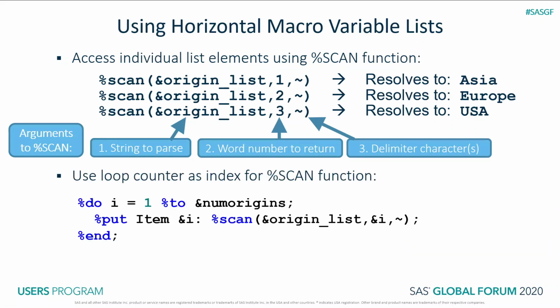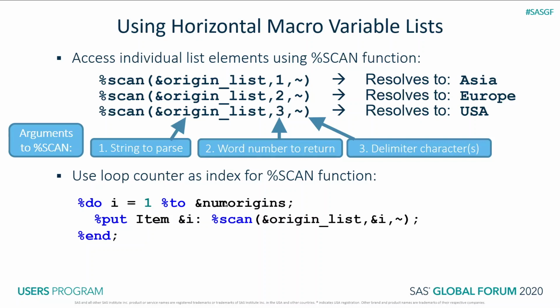Typically, the way we're going to use these elements is inside of a macro do loop. So you see here we have %do, I equals, I is another macro variable that's being created to use as a loop counter. I equals 1 to numOrigins. NumOrigins is the macro variable that we created that contains the number of items in our list. In this case, 3. And remember, we created that earlier so that we would know how many items are in the list, and we wouldn't have to go and count it later. So now we're going to use that.